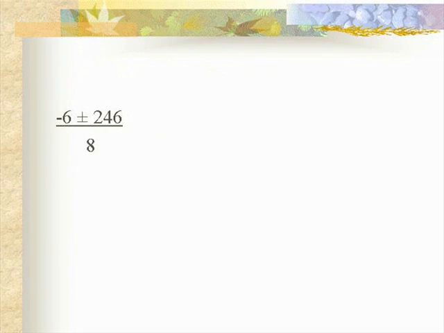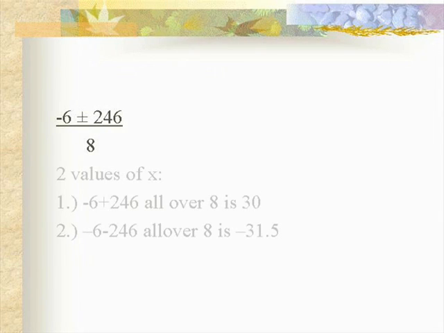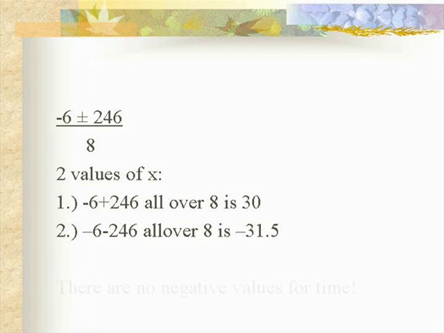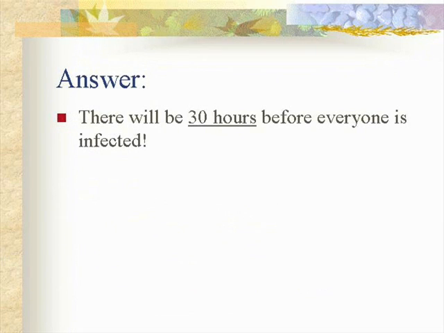The square root of 60,516 is 246. There will be two values for x. First, negative 6 plus 246 all over 8 is 30. The second is negative 6 minus 246 all over 8 is negative 31.5. Obviously, there are no negative values for time, so the answer is 30 hours. There will be 30 hours left before everyone will be infected.